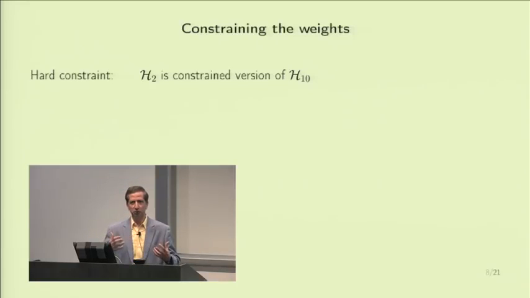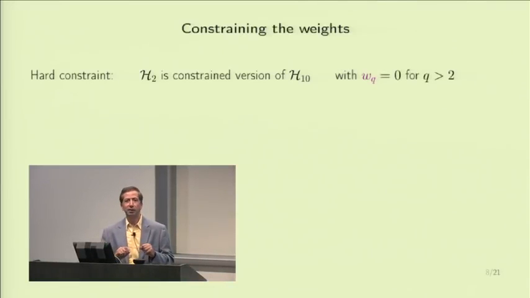Wait a minute, these are two different hypothesis sets. I thought the constraint was going into one hypothesis set and then playing around with the weights. Yes, that's what it is. But one way to view H2 is as if it was H10 with a constraint. And what would that constraint be? Just set all the parameters to 0 above power 2. That is a constraint, okay? But obviously, that's an extreme case. What we mean by a constraint, usually in regularization, is something a little bit softer, okay?